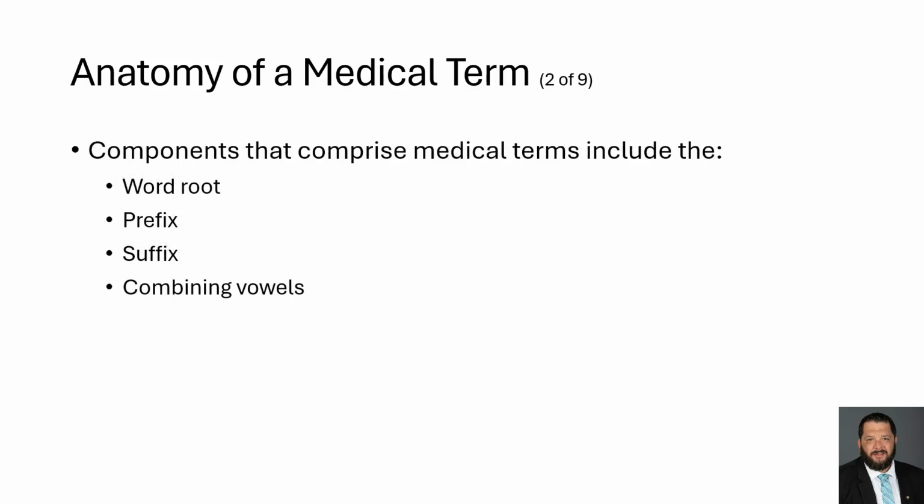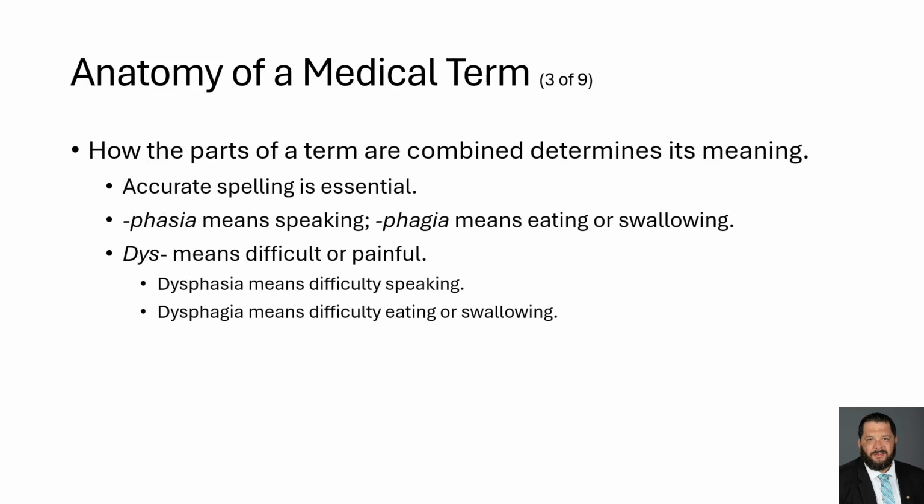The components that comprise a medical term, we said earlier, are the word root, the prefix, and the suffix, and then we have some combining vowels as well. The parts of terms are combined to determine a word's meaning. Accurate spelling is essential. For example, phasia, PHASIA, means speaking, while phagia, PHAGIA, means eating or swallowing. Phasia means speaking, phagia, eating or swallowing.